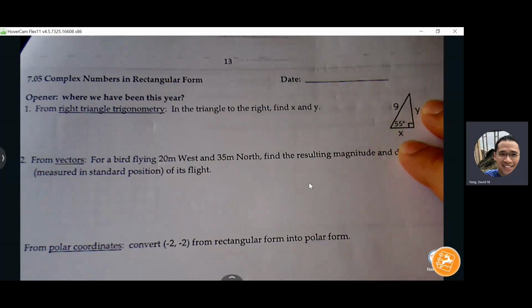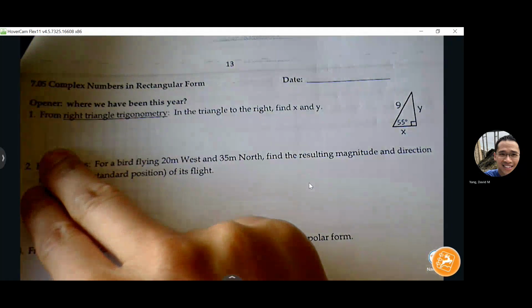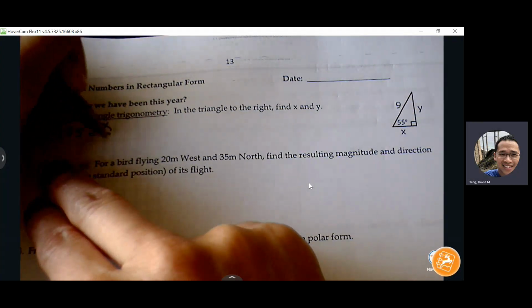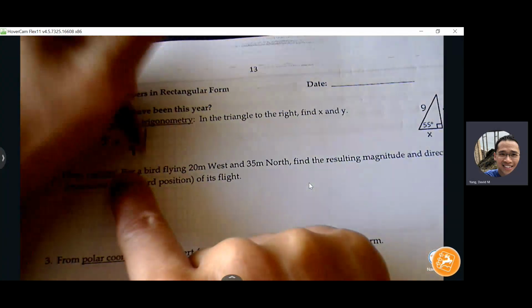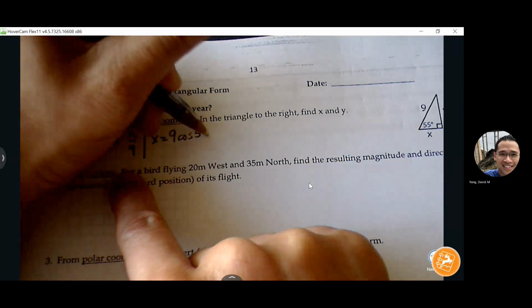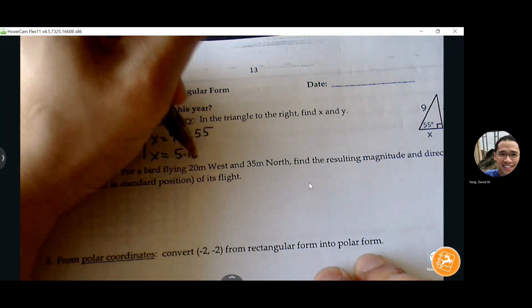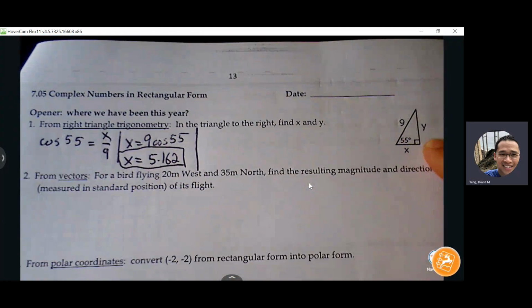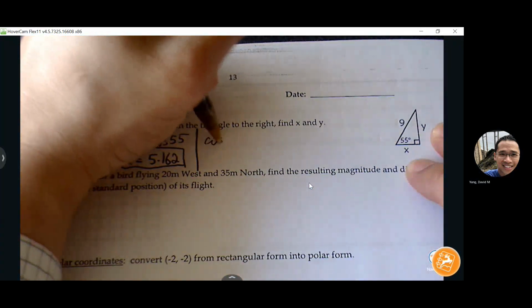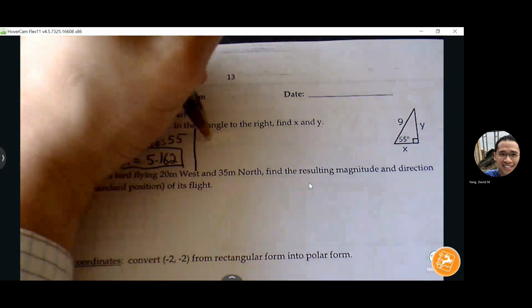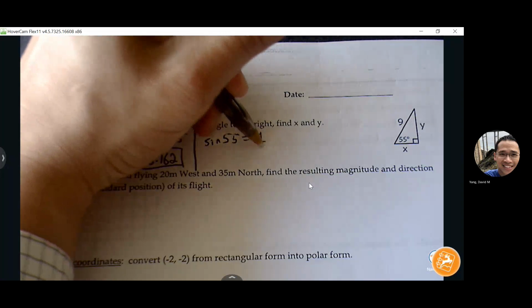Okay, so find x and y. I know I can use sine and cosine to find my x and y. So cosine of 5 is equal to x over 9. Cross multiply, solve for x. If I want to solve for y, I can use Pythagorean theorem. I can also use sine. All right, sine. Cross multiply.